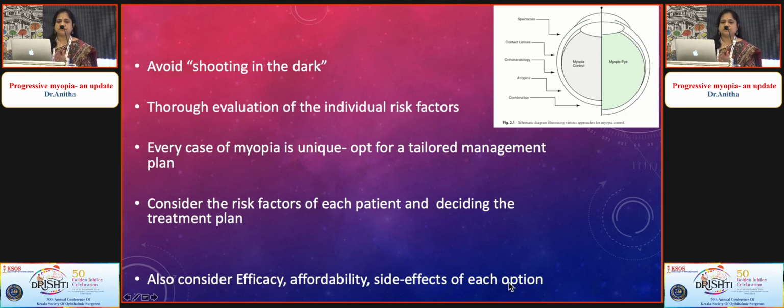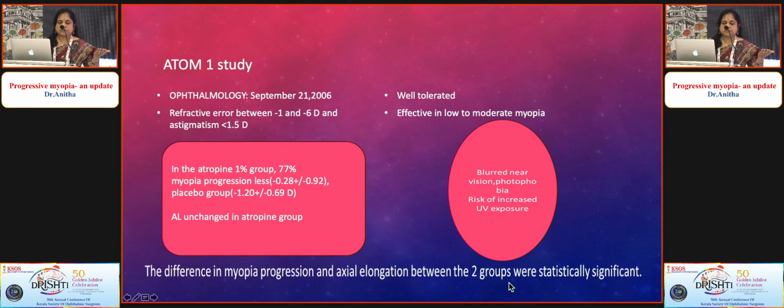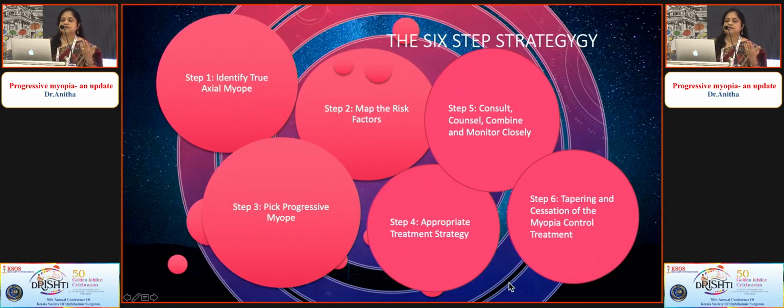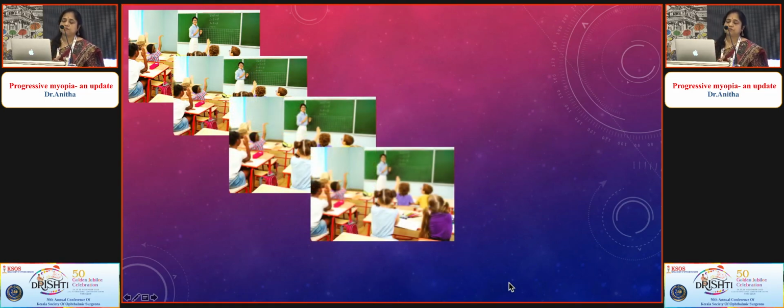We need to look at various options and decide, especially in the case of optical measures, we need to think about the parents' financial capabilities as well. There were studies, ATOM 1, ATOM 2, LAMP, and the IMPACT guidelines have been put up in the recent IGO, and they all deal with how we can manage the progression of myopia.